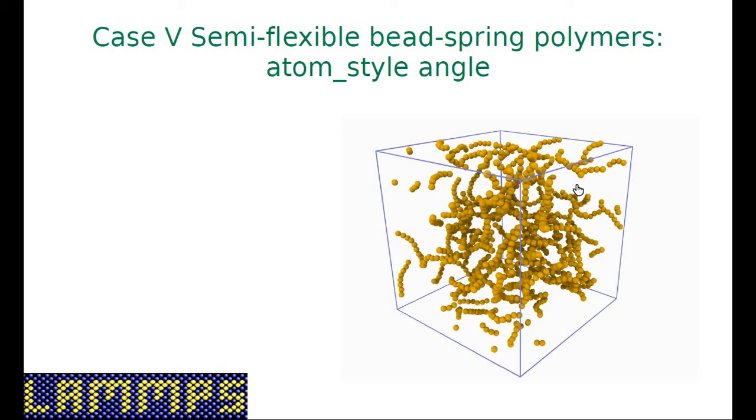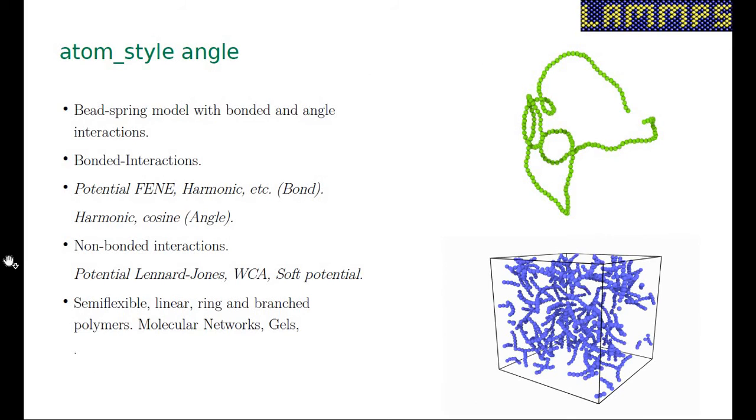So we have rigid molecules by using this additional potential. As I said, we have a bead-spring model with bonded and angle interactions. So this is very similar to the bond atom style, but with the difference of this new contribution, the angle interactions.